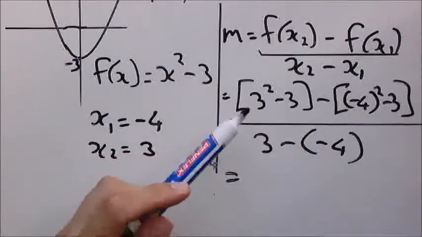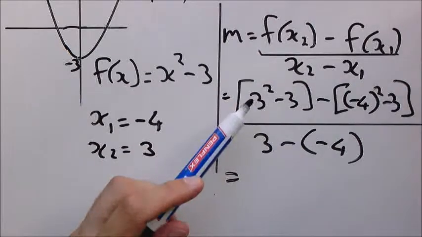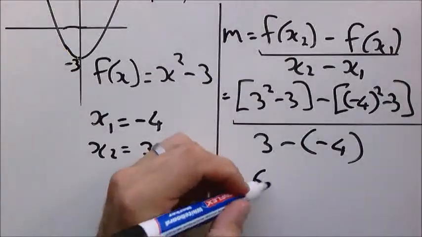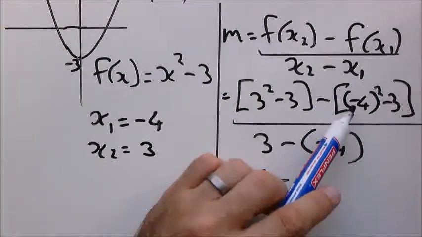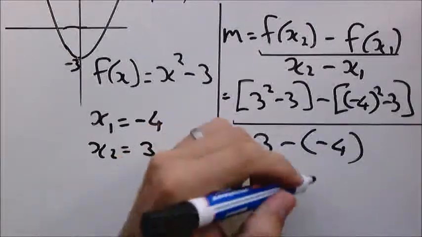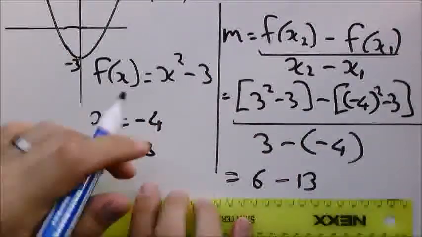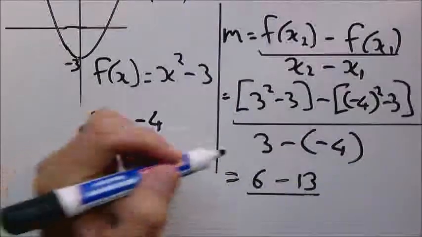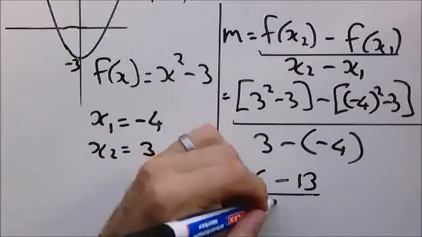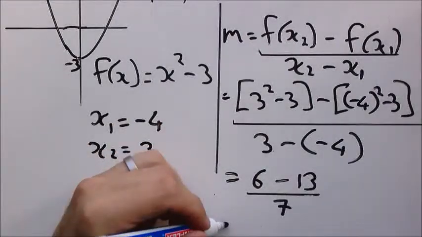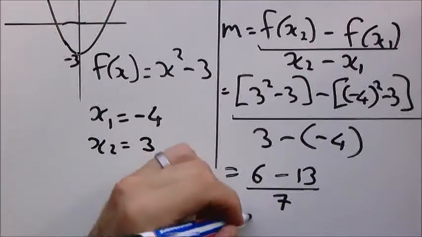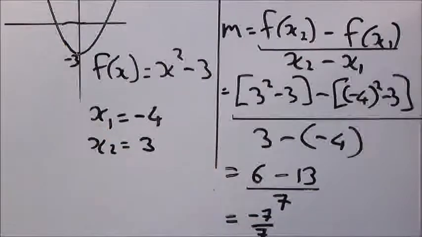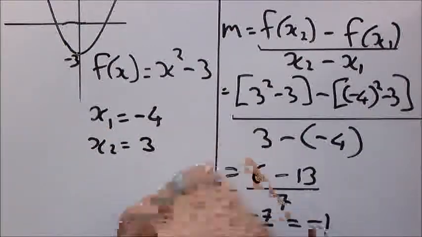So 3 squared is 9, 9 minus 3 is 6. -4 squared is 16, 16 minus 3 is 13. And 3 minus a -4 becomes a 7. So our final gradient here is 6 minus 13, which is -7, over 7, which is -1.